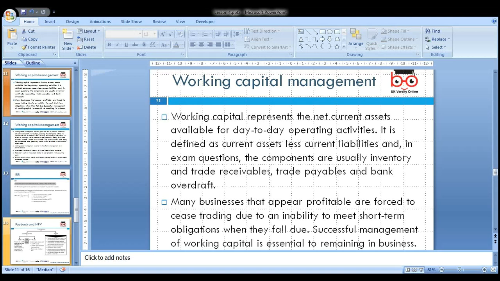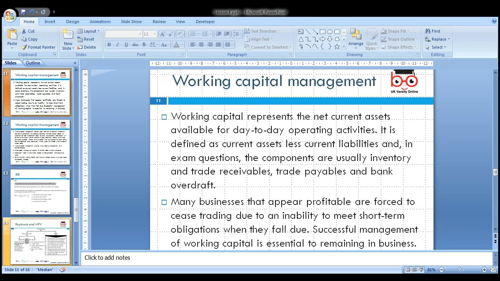Okay, anybody any question? So the next area of our discussion is working capital. Working capital is also known as running capital. Working capital represents the net current assets available for day-to-day business operating activity, and is defined as current assets less current liabilities. Current assets means assets which stay within 1 year and keep changing. Current liabilities means legal obligations which we have to settle within 12 months. Like overdraft, short-term tax payable, and accounts payable.